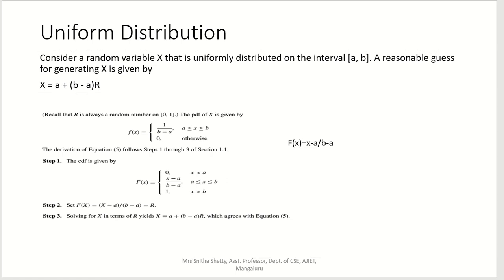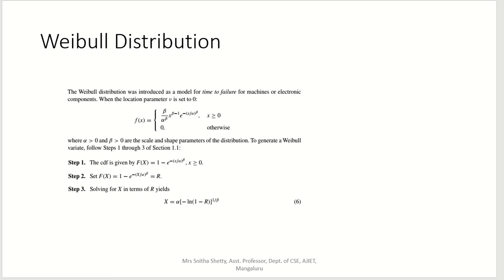Let's look at one more distribution, the third distribution, that is the Weibull distribution. Your Weibull distribution first gives a small f of x, which is a probability distribution function. Here it lies between the range alpha comma beta. In the previous distribution, the interval was a comma b. Here the interval is alpha comma beta.